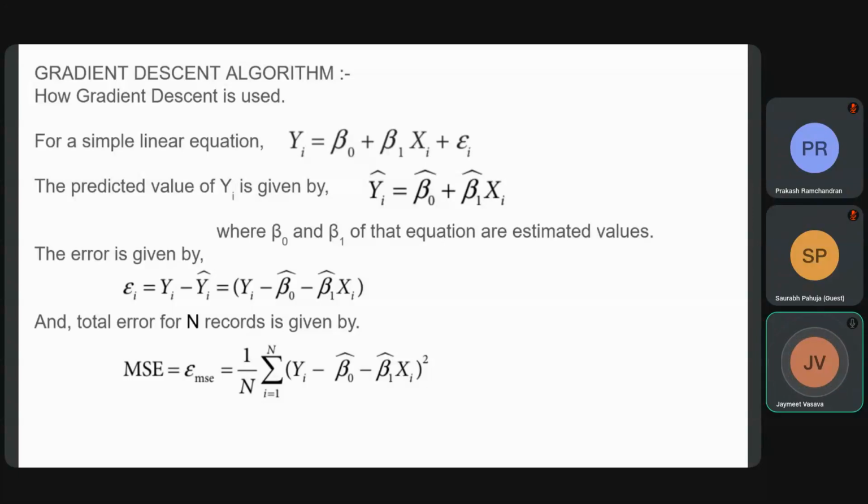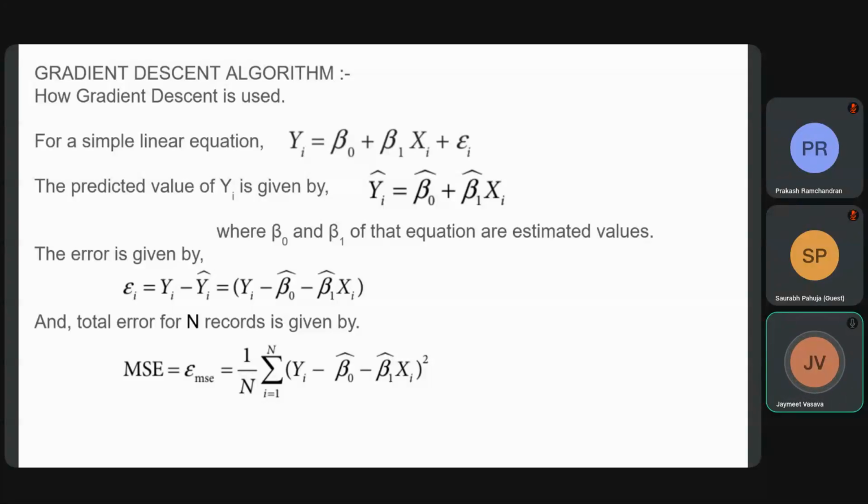Just to recap, the intercept is the value of y when the value of x is 0. That is the value represented by the intercept. Then the coefficient is nothing but the change in y for every 1 unit change in x. So this is about the linear equation.